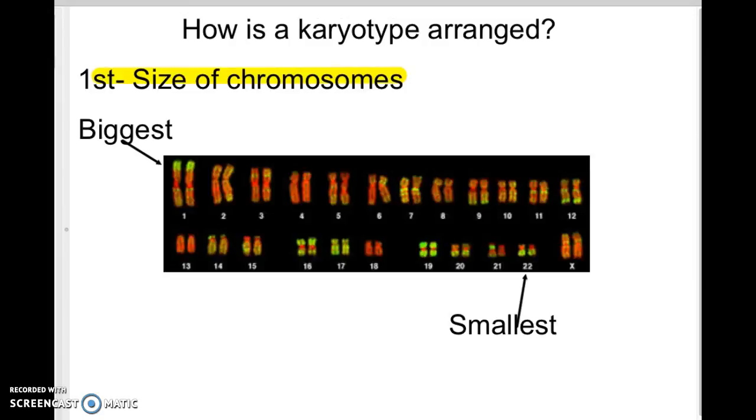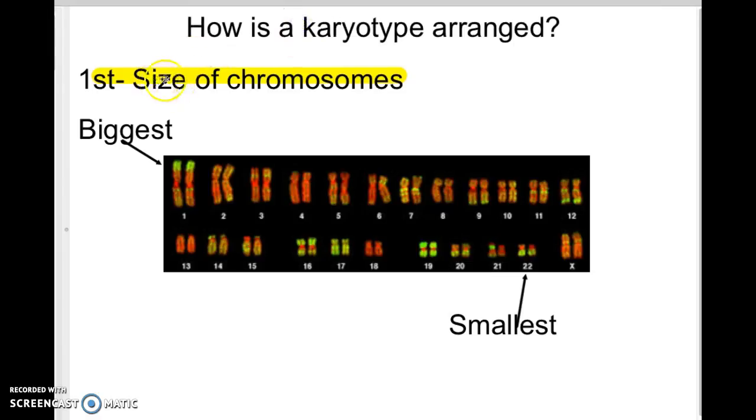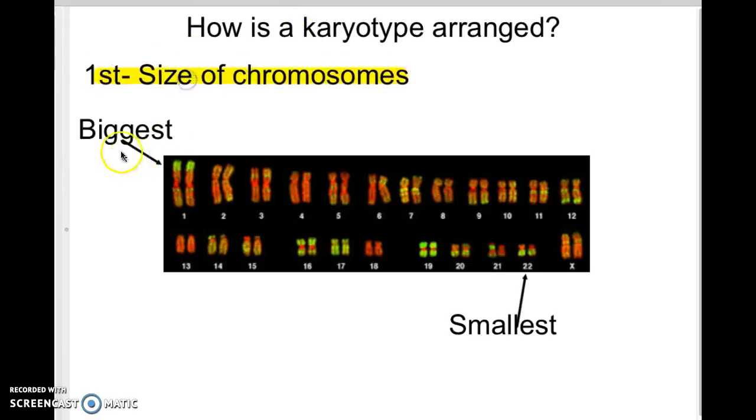All right, so karyotypes are arranged by 3 things, and the first one is size. So the size of the chromosomes themselves. When you lay them out and you see a picture of a karyotype, they're going to go from the biggest or the longest all the way to the smallest or shortest, and then the X and Y chromosomes go at the end.